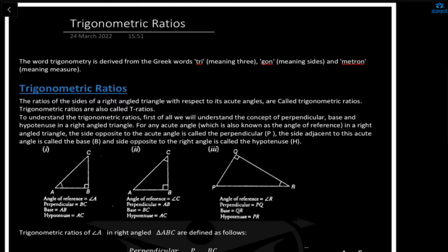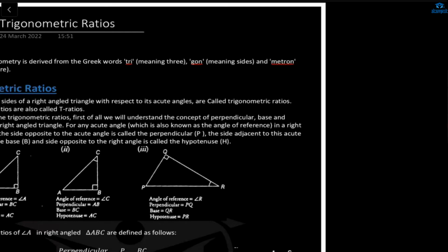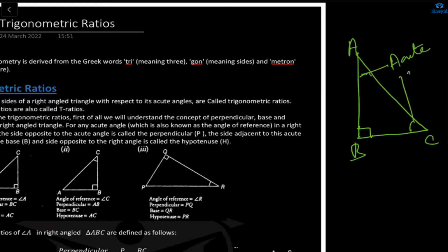And the other two angles in a right angle triangle: whenever you draw a right angle triangle ABC, one angle is the right angle, and the rest two angles will always be acute angles, because the sum is a total of 180 degrees, minus 90, so the sum of both angles will be 90. So they will always be acute angles, meaning angles less than 90 degrees. The relations with these two acute angles are called trigonometric ratios.